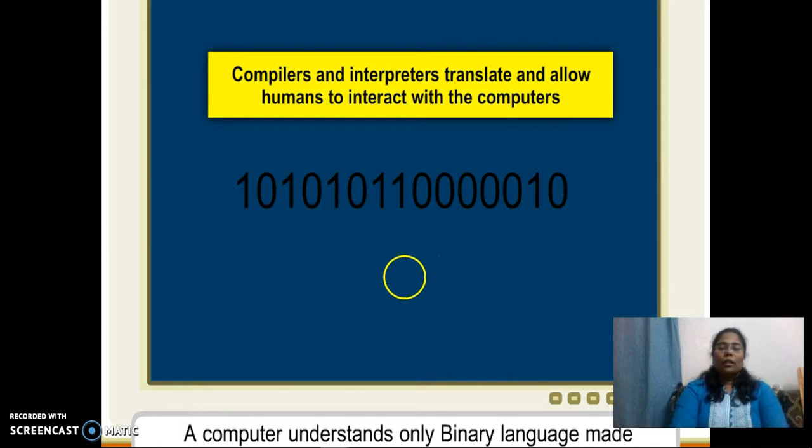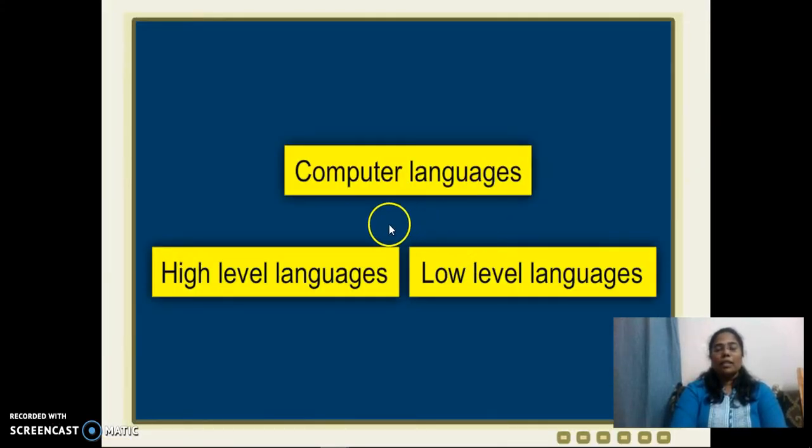Now, we know the machine understandable language is all binary digits, so it is like 0 and 1. For this we need some translator, like a compiler and interpreter, which translates and allows humans to interact with the computer. So a computer, as I told you, understands only binary language code. Now we'll see some languages.